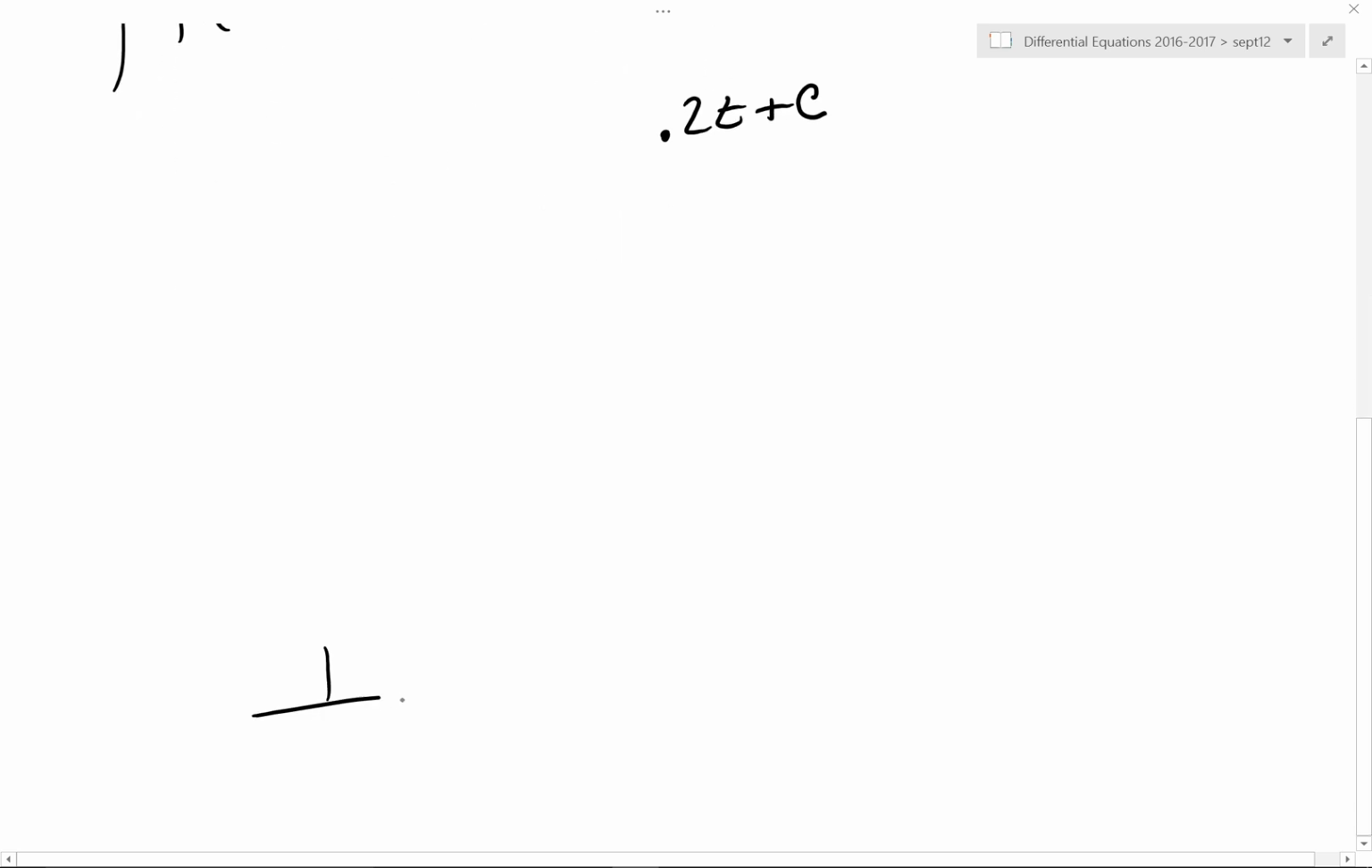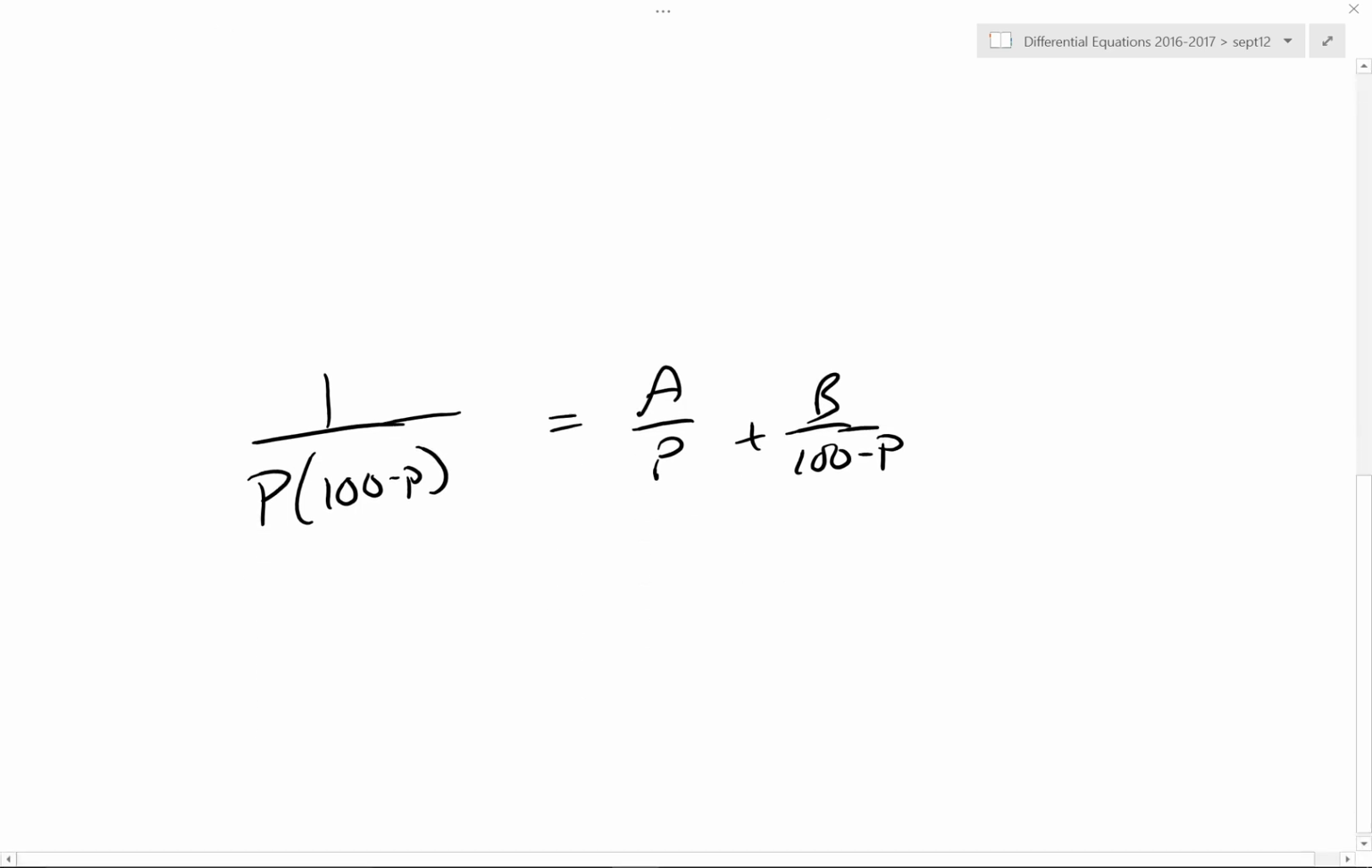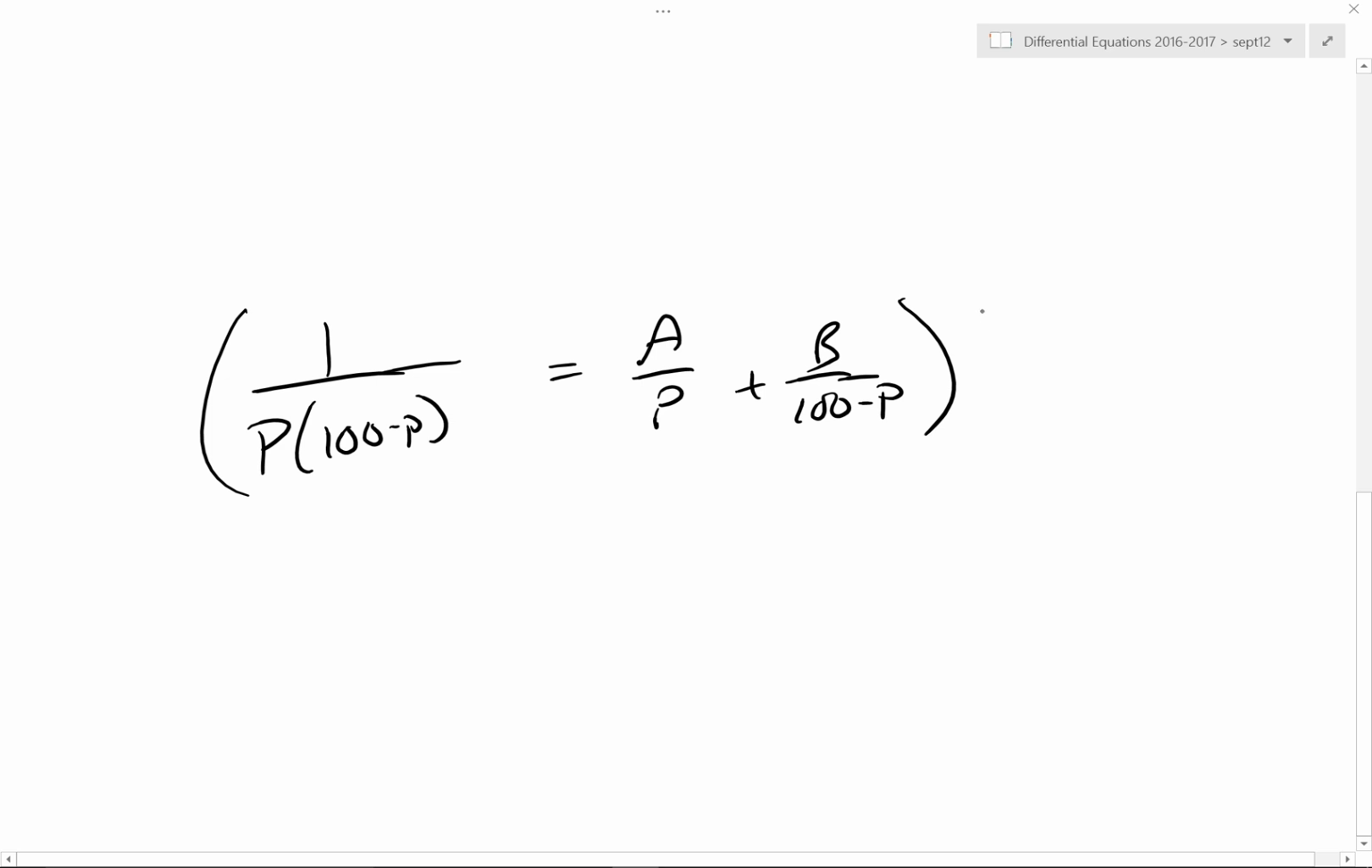That's going to be 1 over P times 100 minus P is going to be equal to A over P plus B over 100 minus P. I know! It ain't terrible. All right, let's multiply by that common denominator, huh?